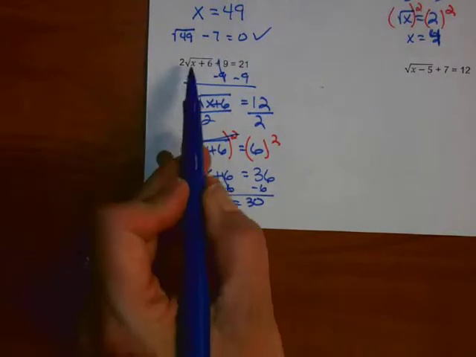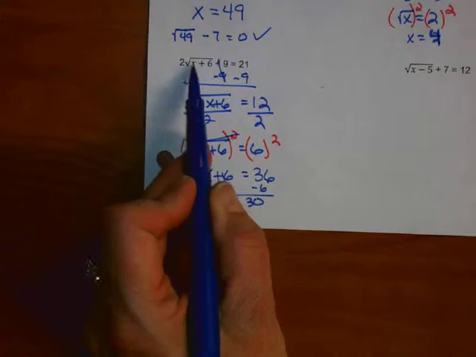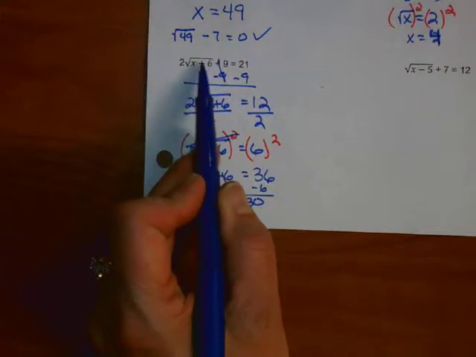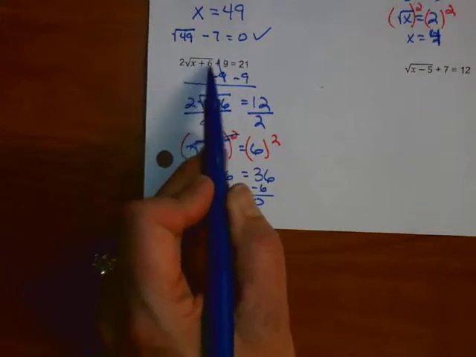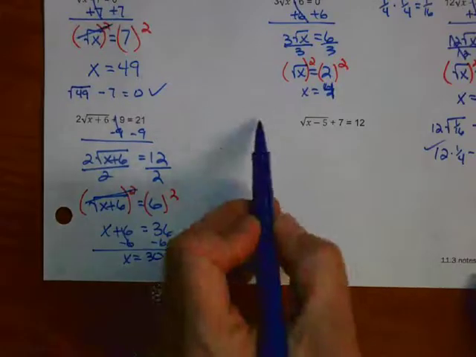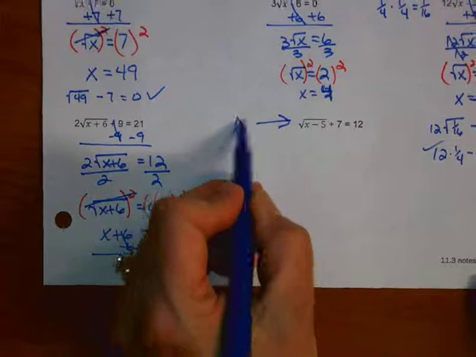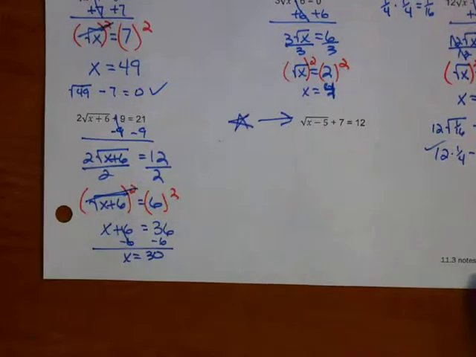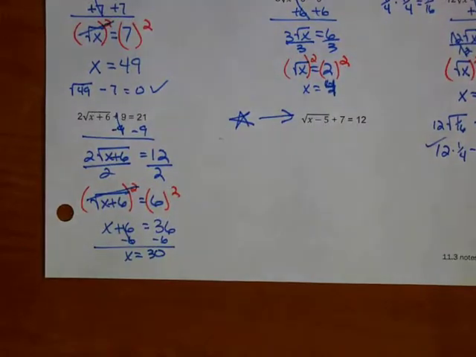And if you stuck it back in here, it would work. It would be 2 times the square root of 36, which is 6, is 12, plus 9 is 21. All right, you try this one. Same method. Try that one on your own.